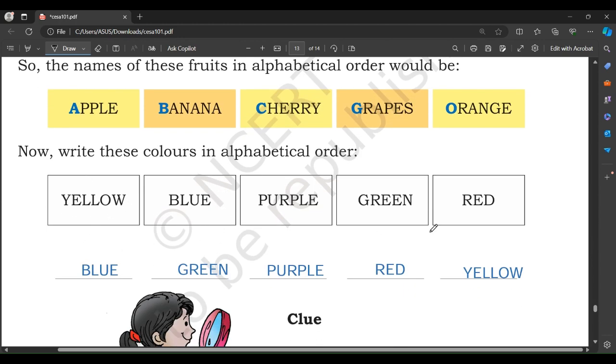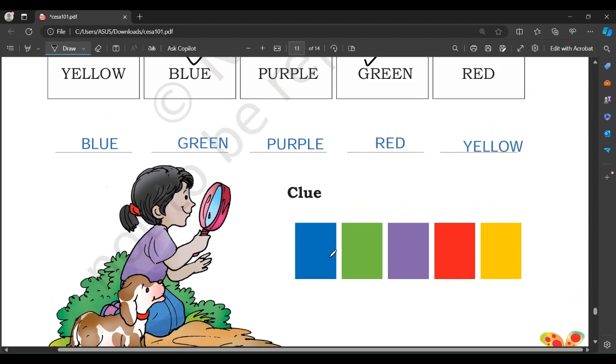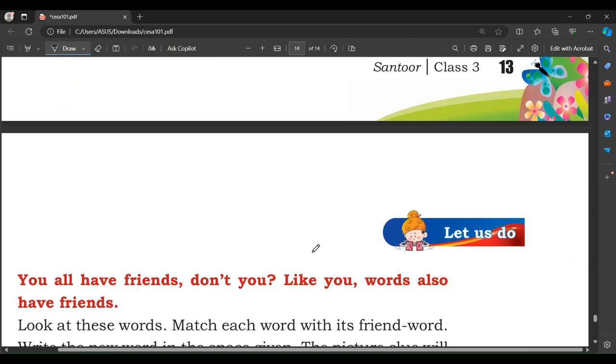Can you arrange these words in the alphabetical order? Among this, B comes first, blue. Then comes the G letter, green. Then in the alphabet, P comes next, purple, then comes red, and last what comes? Yellow. So you should be able to answer. And the clue is given here. Without clue also you can do it.